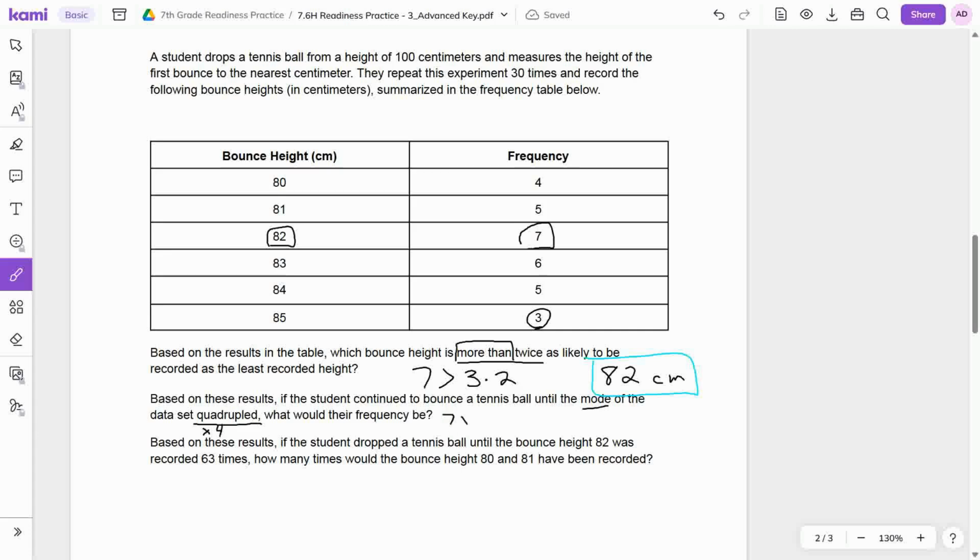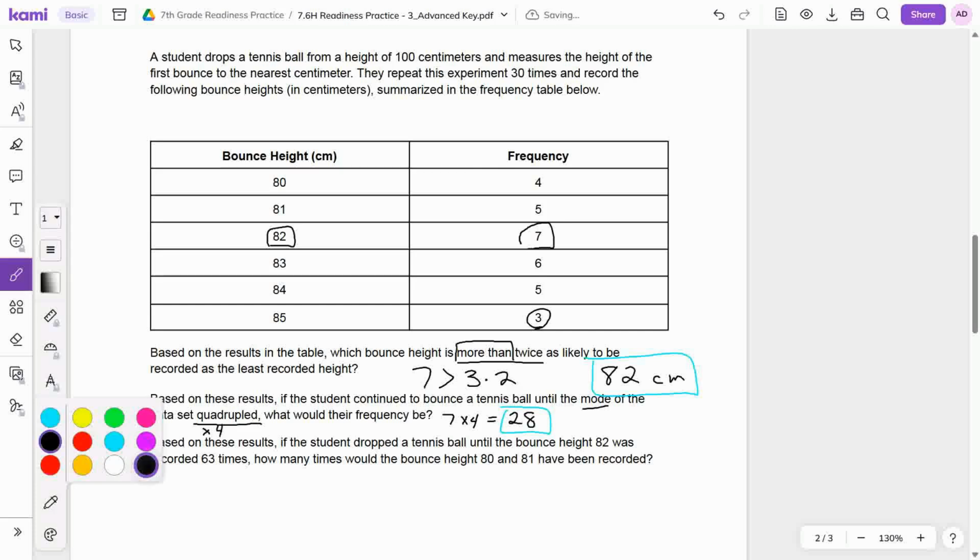So I'm going to say 7 times 4. If we quadrupled it, it's going to be 28 times. Put that in our box.